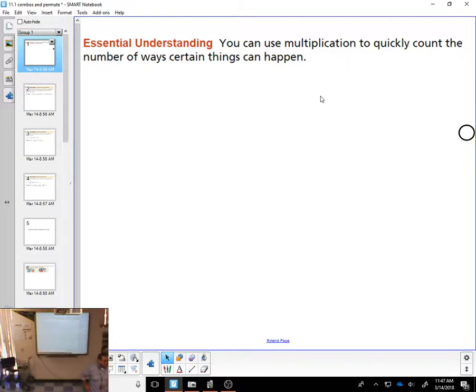It's a cinch. So, like I said, we're starting chapter 11. What we're going to be doing is talking about three very important things. The first thing that we're going to talk about is something called the fundamental counting principle. Anybody ever heard of the fundamental counting principle before? Yeah. Cool. So let me write it up here for you guys.